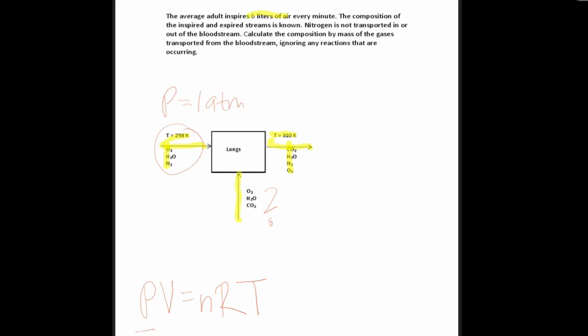Since we have the pressure of the inspired stream, the volume of the inspired stream, and the temperature of the inspired stream, we're able to find the number of moles using the ideal gas law, so we can ultimately find the mass composition of the gases being transported from the bloodstream to the lungs.